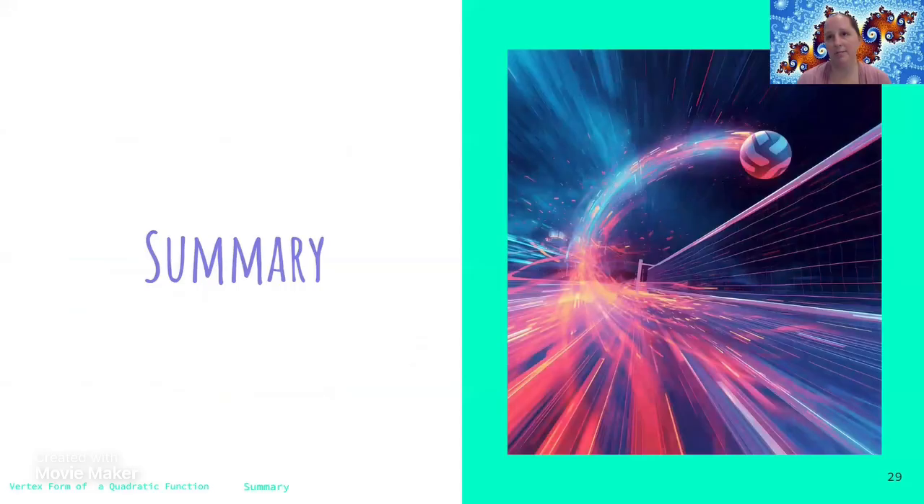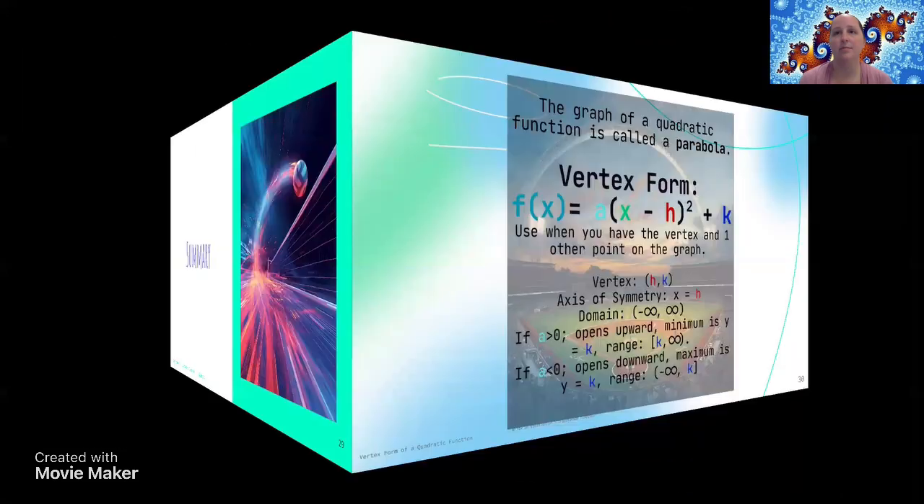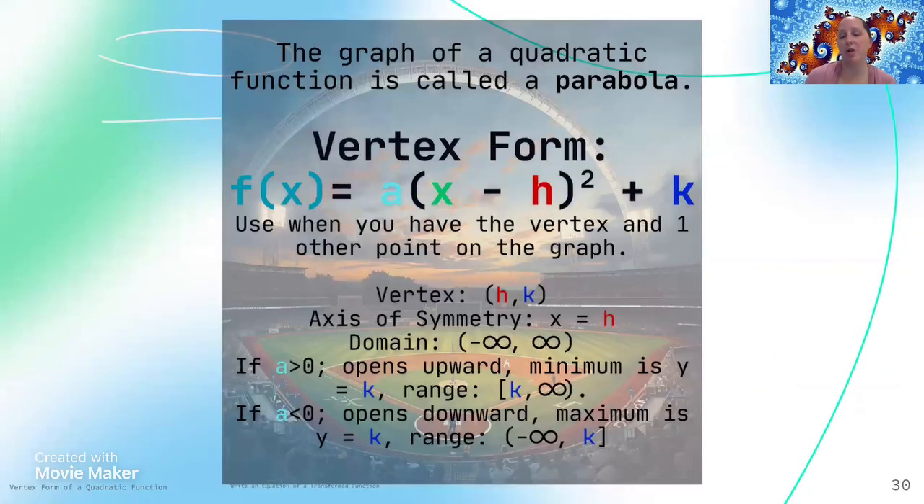In conclusion, the graph of a quadratic function is called a parabola. Vertex form, which is the form that we learned about specifically here, is f of x equals a times (x minus h) squared plus k. I'm going to use this when I have a vertex and at least one other point on a graph. It doesn't have to be where it crosses the x or the y axis, but you can use that because usually it makes your life a little bit simpler.